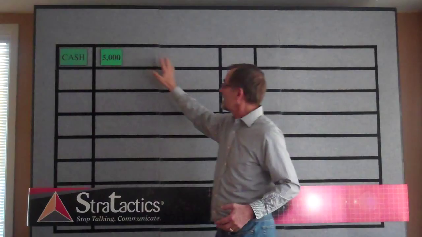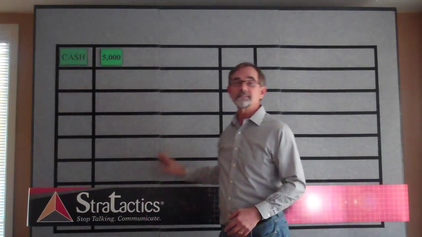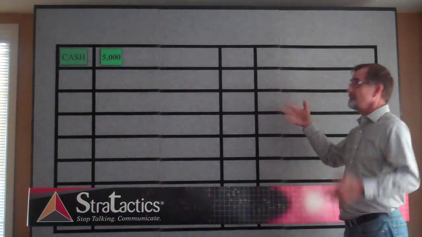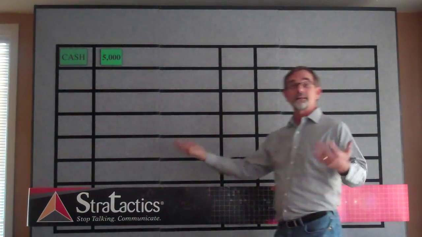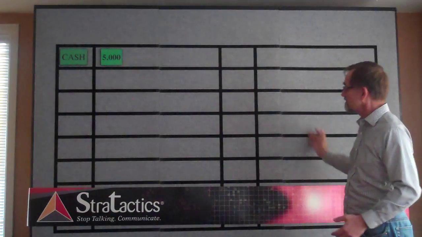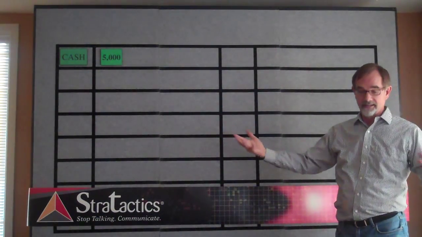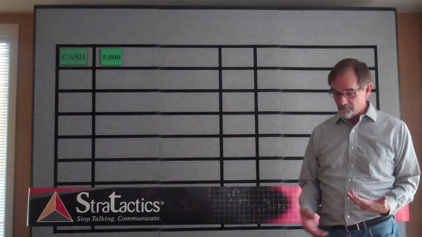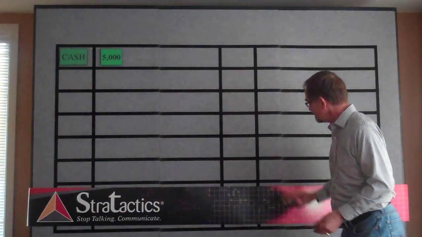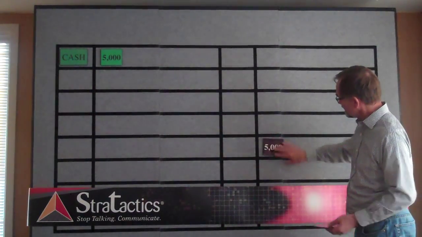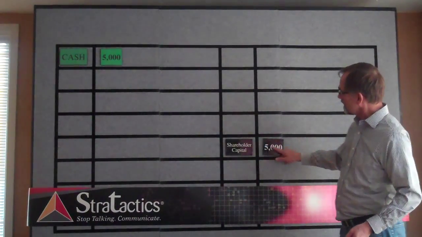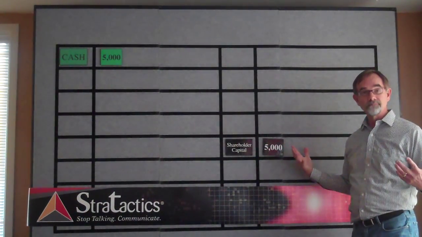Think of the left side as representing all the things that we have and use in our business. And the right side, if we have something, somebody had to provide it, so the right side shows us who provided that. And of course, you provided the $5,000 out of your own pocket. Let's assume you've set your business up as a corporation. This is your $5,000 that you provided, and you are the shareholder, so this is called shareholder capital.